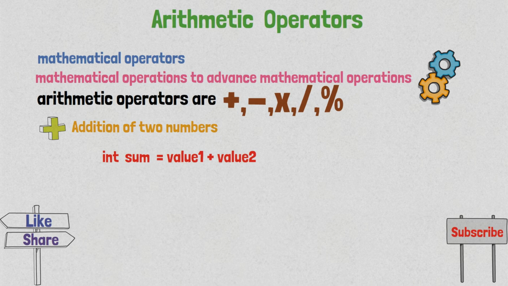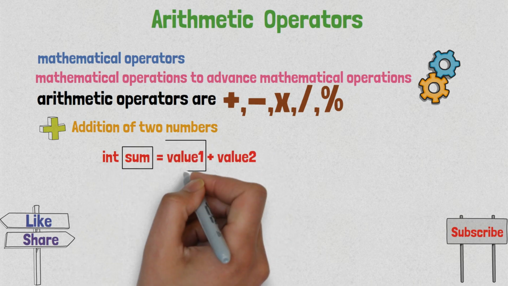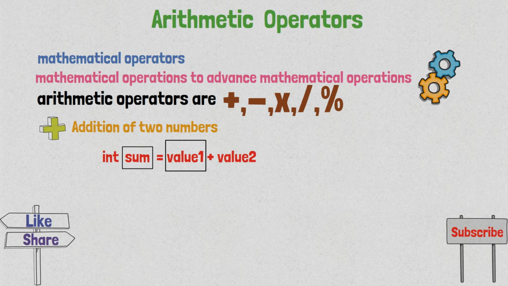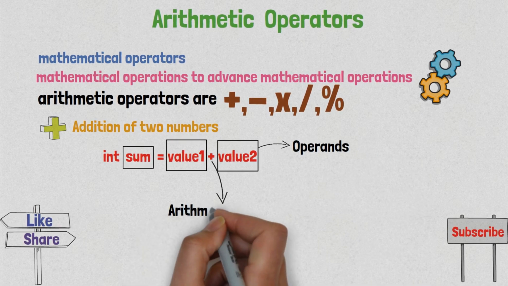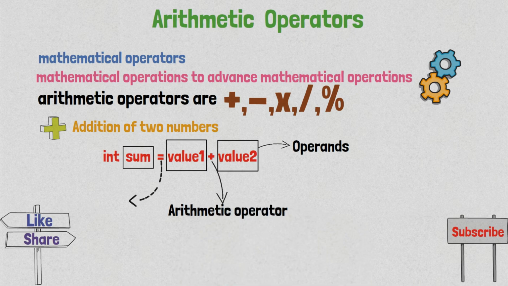Example: int sum equal to value 1 plus value 2. Here sum, value 1, value 2 are operands. Plus symbol is the arithmetic operator performing the addition of two numbers. Equal to symbol is called the assignment operator.